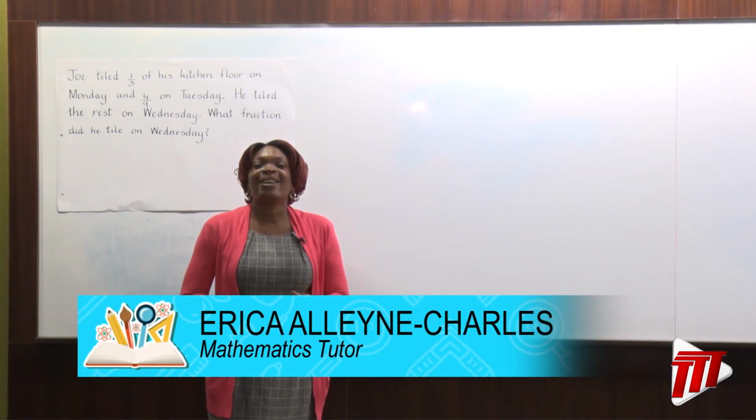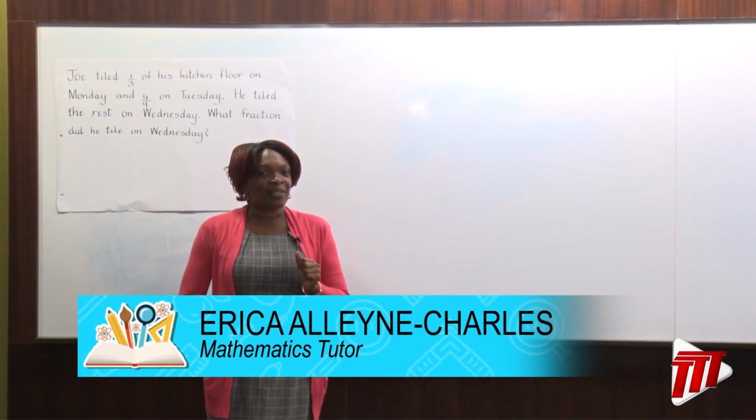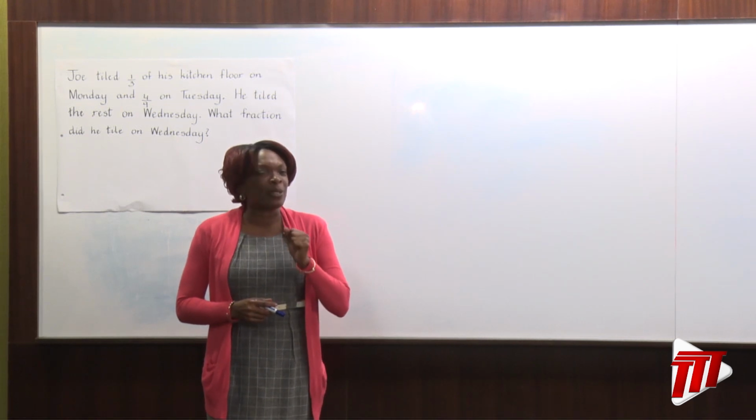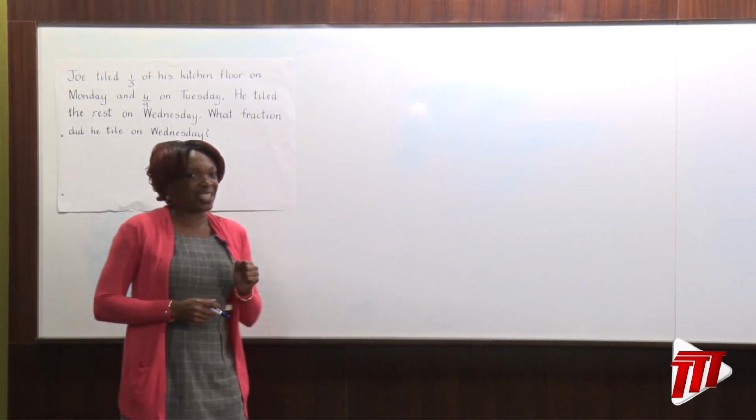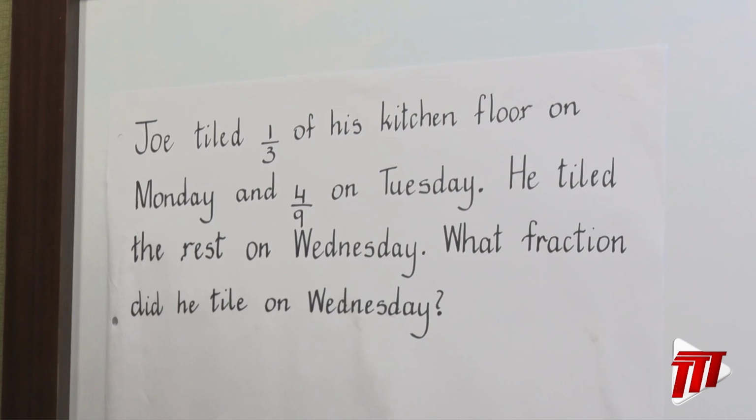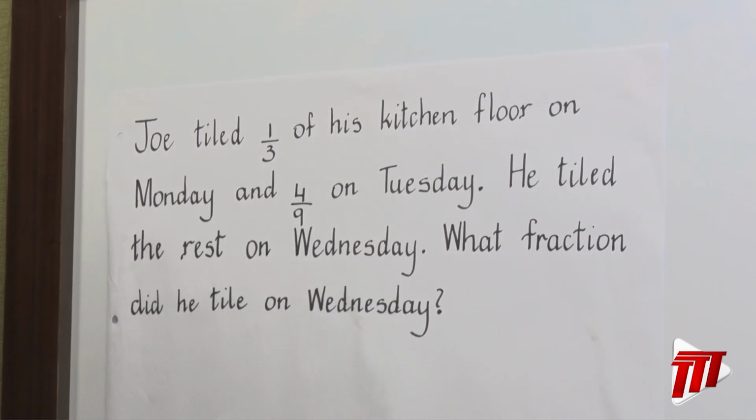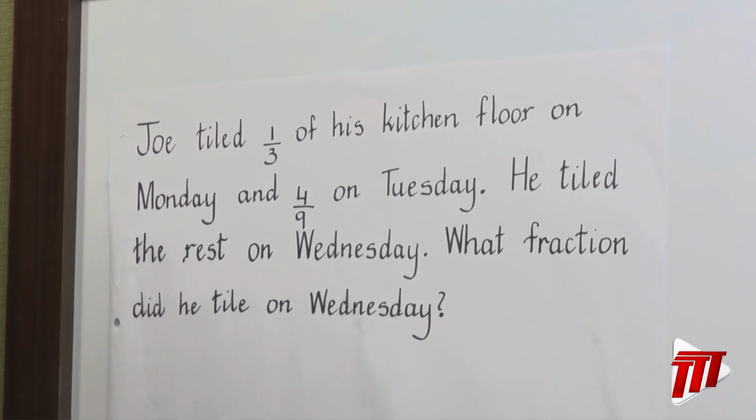Boys and girls, our final question. Yes, we are almost to the end. Let's read this question together. Joe tiled 1/3 of his kitchen floor on Monday and 4/9 on Tuesday. He tiled the rest on Wednesday. What fraction did he tile on Wednesday?